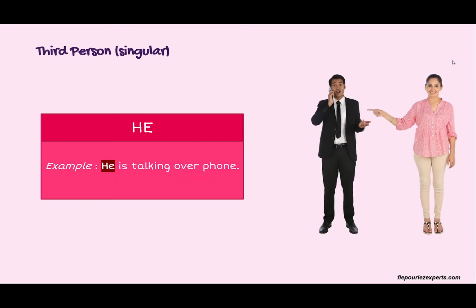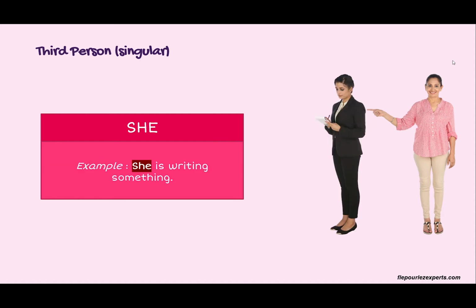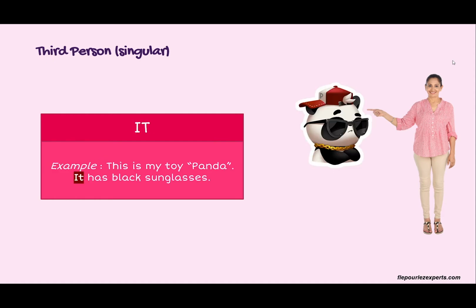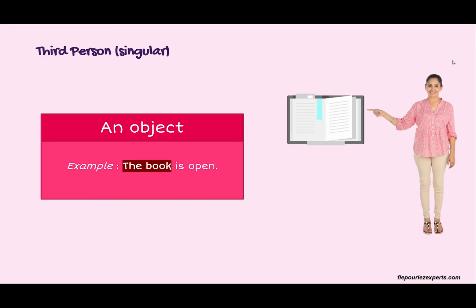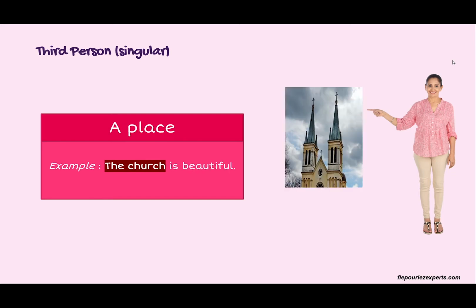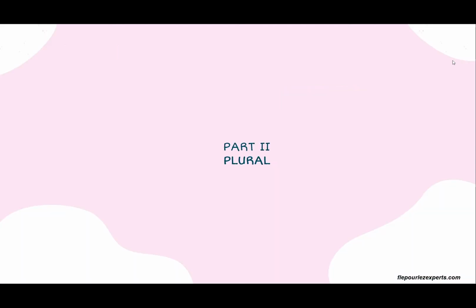Third person would be the observer. He is talking over phone. She's writing something. This is my toy panda. It has black sunglasses. The third person could also be a name of a person. Charles is confused and doesn't know what to do. Third person could also be an object. The book is open. Third person could also be a place about which we are talking. The church is beautiful.